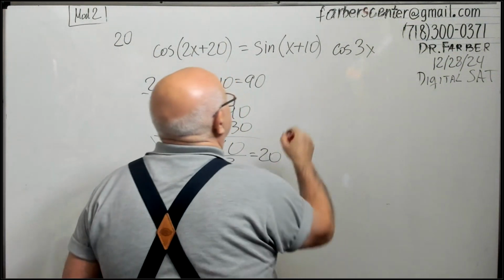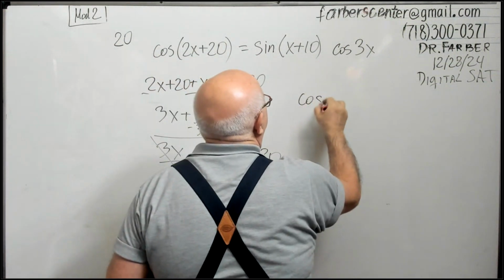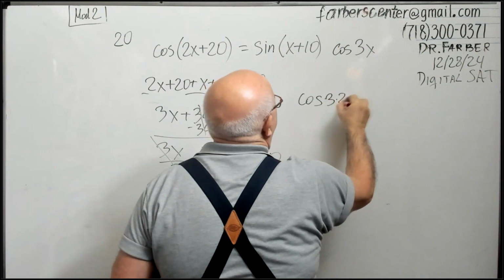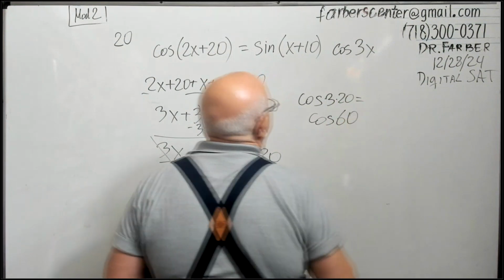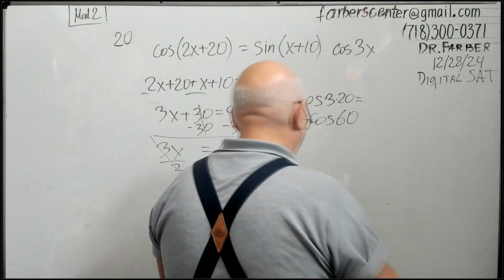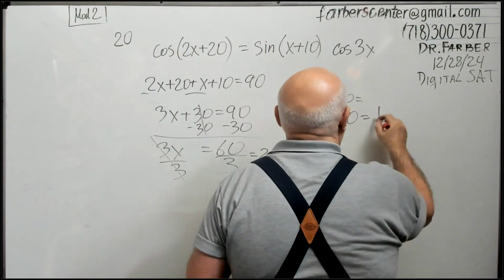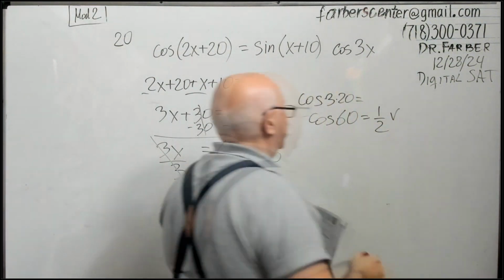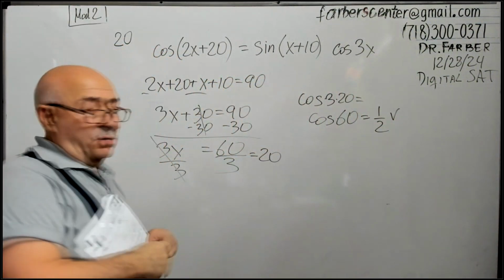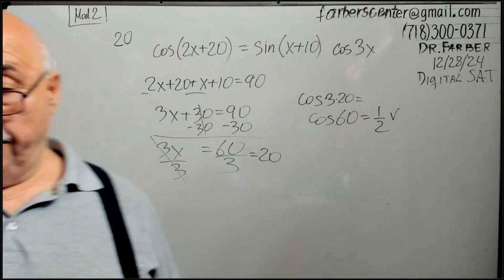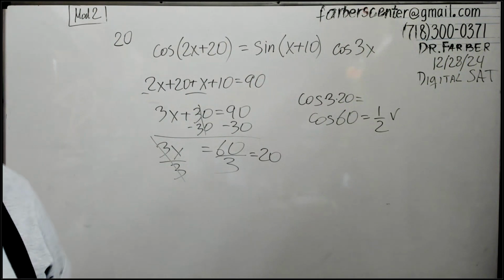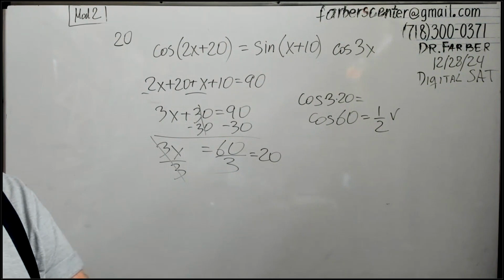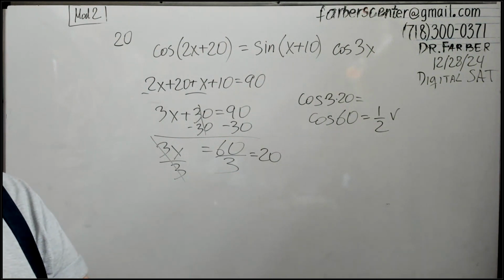Cosine of 3x is the same as cosine of 3 times 20, which is cosine of 60. And cosine of 60, this is 1 over 2. We did last time, I showed how to use hands, remember? Who understands up to this point? Evelyn? Good, good, good. It's 20. Many students ask about 23. What is 23?